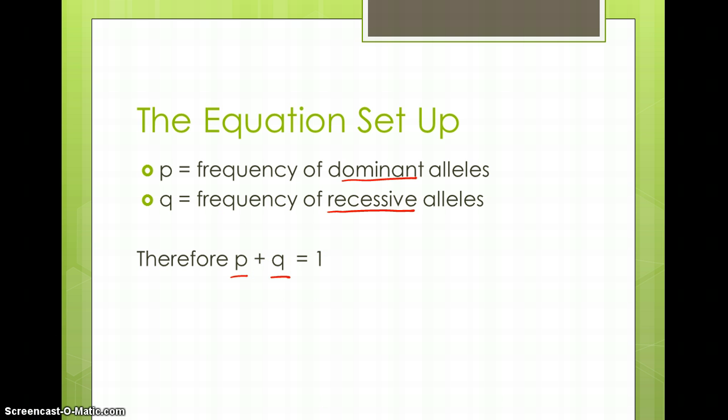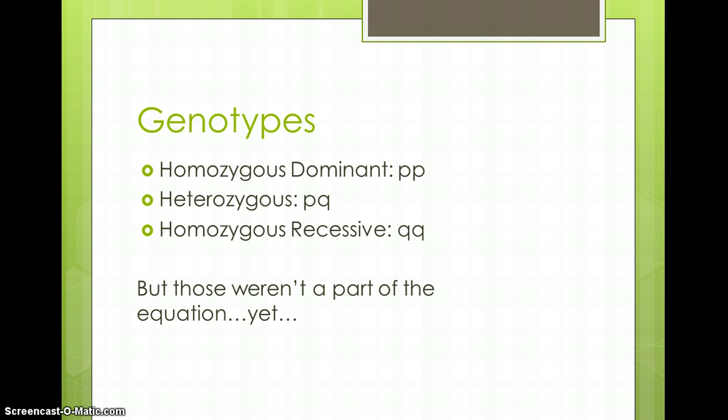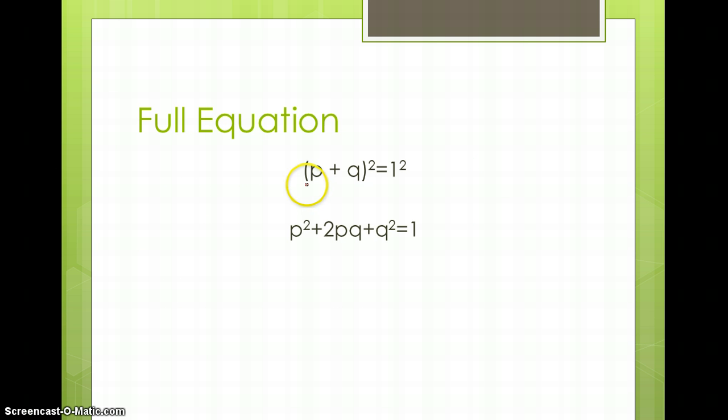Now, that's all fine and dandy, but that doesn't tell us enough. We still want to know what the homozygous percentage is going to be, the heterozygous percentage. And that would be to have a genotype of PP or P squared. A homozygous recessive would be QQ or Q squared. Okay? And so what we're going to have to do is take what we had and actually square it. So if we go back to algebra and we think about this, if I have P plus Q and I square that side, I'd have to square the other side, and I would end up with P squared plus 2PQ plus Q squared equals 1.